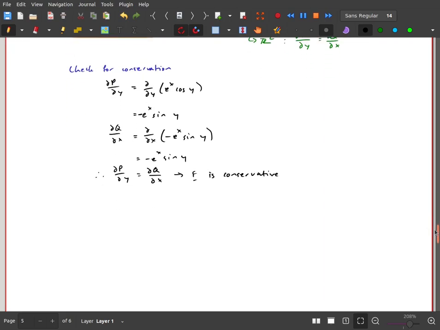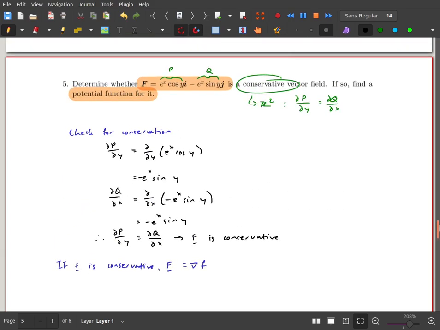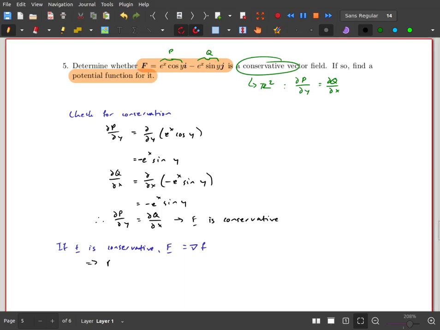So if F is conservative, then F is equal to the gradient of some function f, lowercase f, which means that p will be equal to the partial derivative of lowercase f with respect to x, and q will be equal to the partial derivative of lowercase f with respect to y.